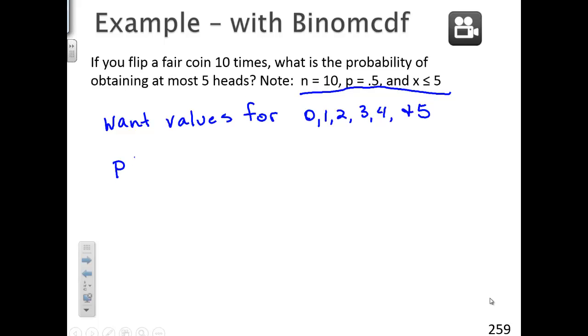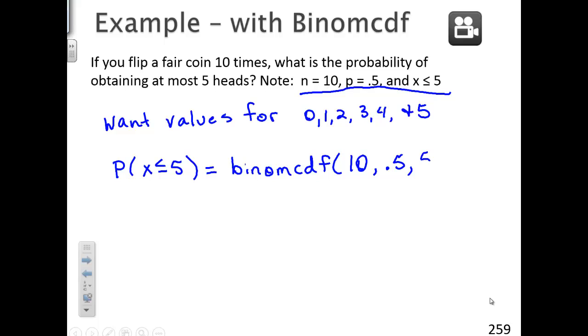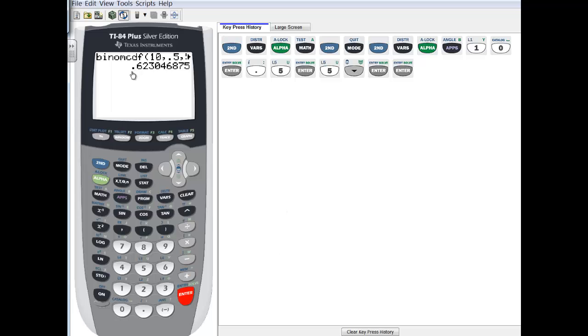It will start at 0 and accumulate all those up for you all the way up to 5. So the probability that x is less than or equal to 5 is equal to, we're going to do binomCDF. Our number of trials will be 10, probability is 0.5, and we're going all the way up to 5. We should get 0.623. I've run this on the calculator, and we do get 0.623. Let me show you what steps.